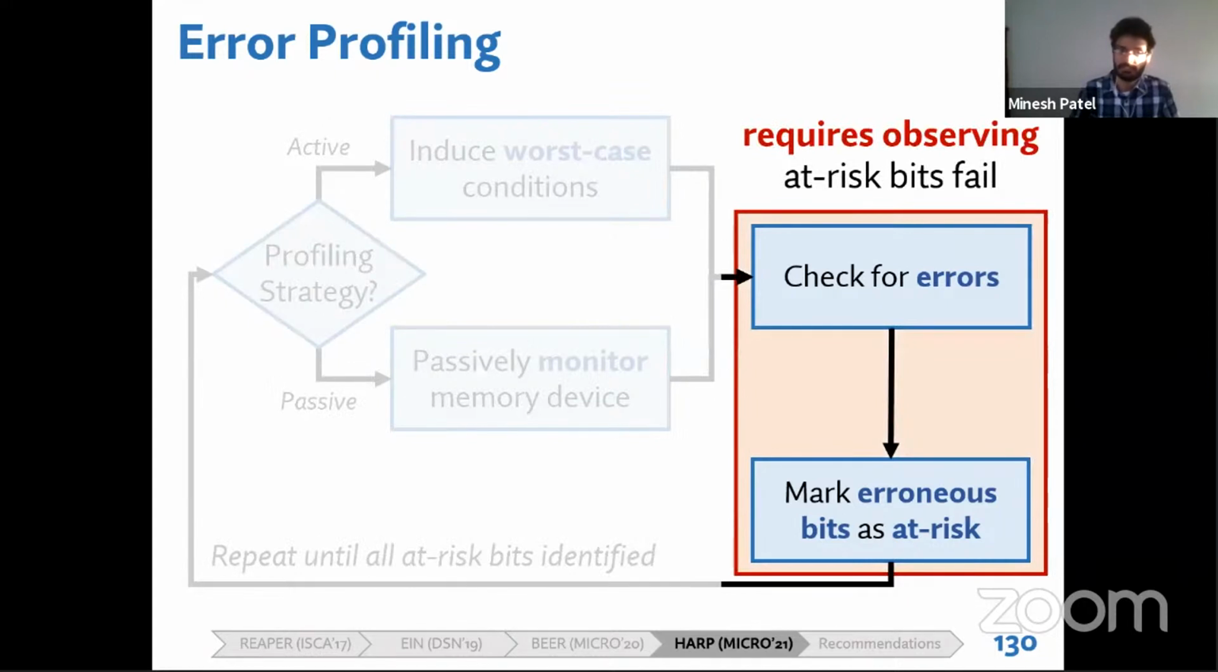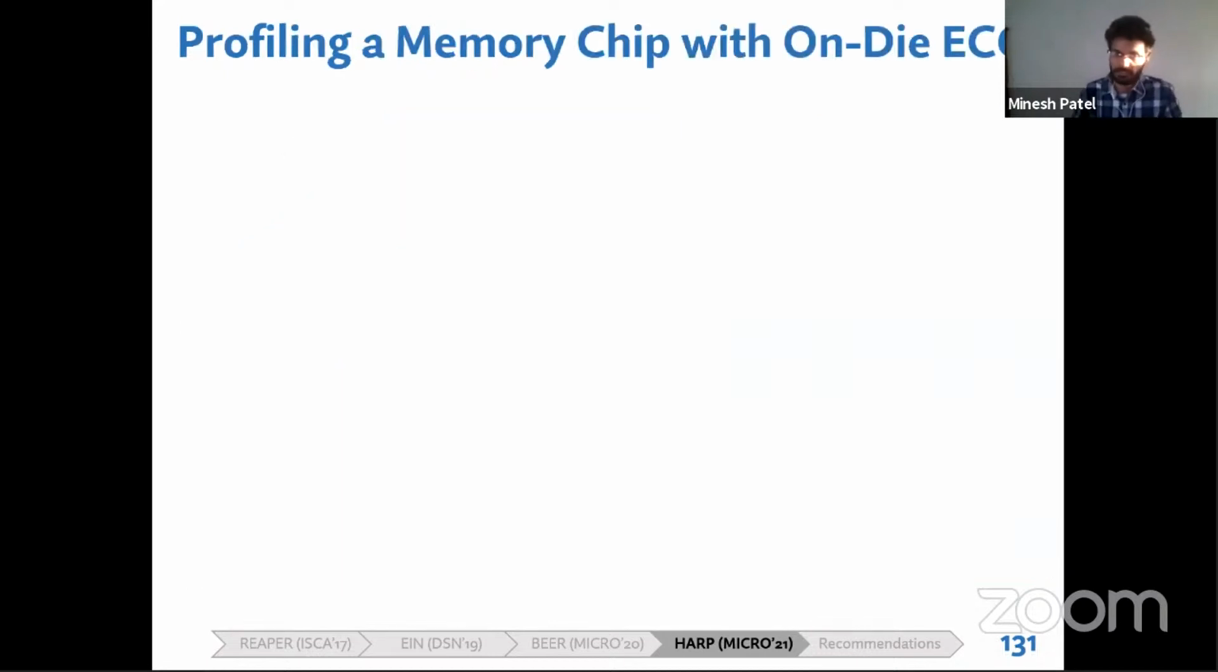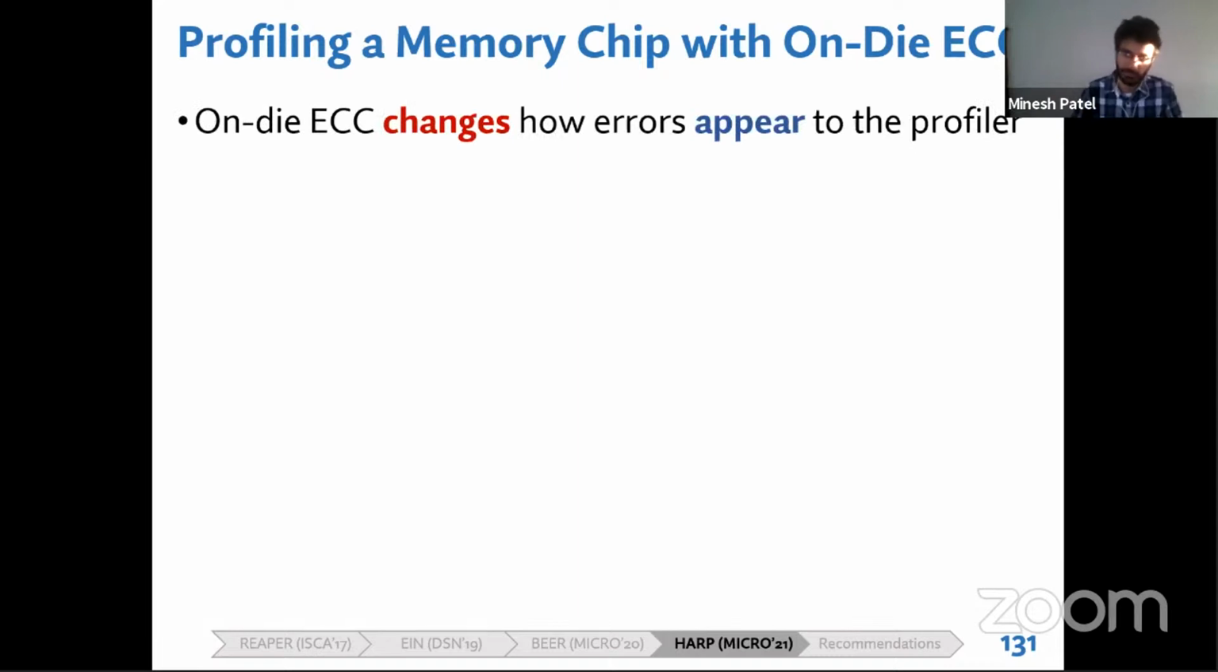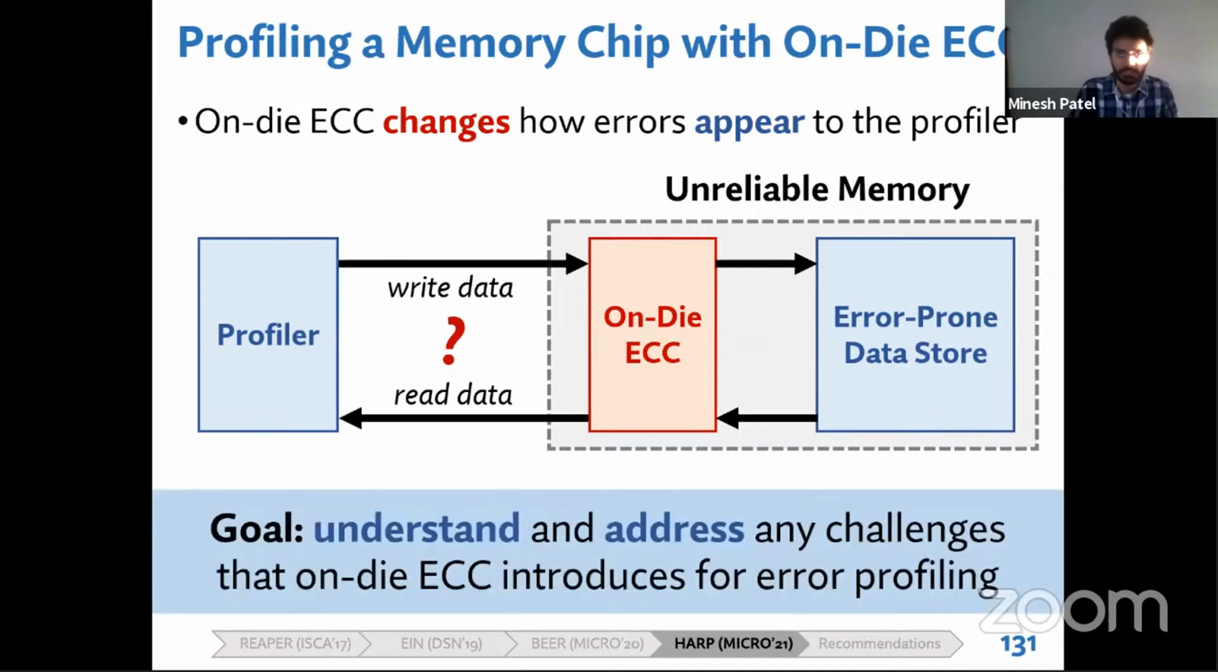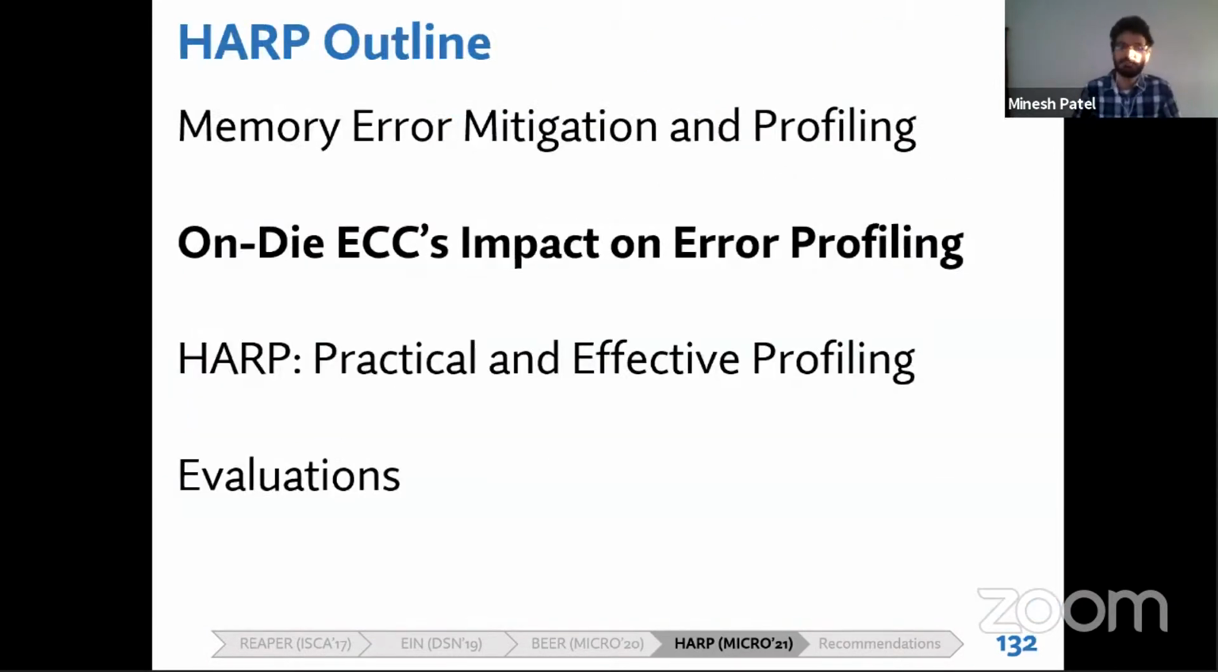Now, a key point to note here is that this process depends on observing an at-risk bit fail so that it can be marked as at risk in the error profile. And as we've talked about before, on-die ECC interferes with these observations. So let's take a look at how on-die ECC affects this. On-die ECC changes how errors appear to the profiling mechanism. Here's a diagram showing how on-die ECC interferes. As the profiler reads and writes data, on-die ECC has some effect on the errors. And we actually want to know what that effect is and understand what it causes. So our goal in this work is to understand and address any challenges that on-die ECC introduces by changing how these errors appear. So this leads me into our study.